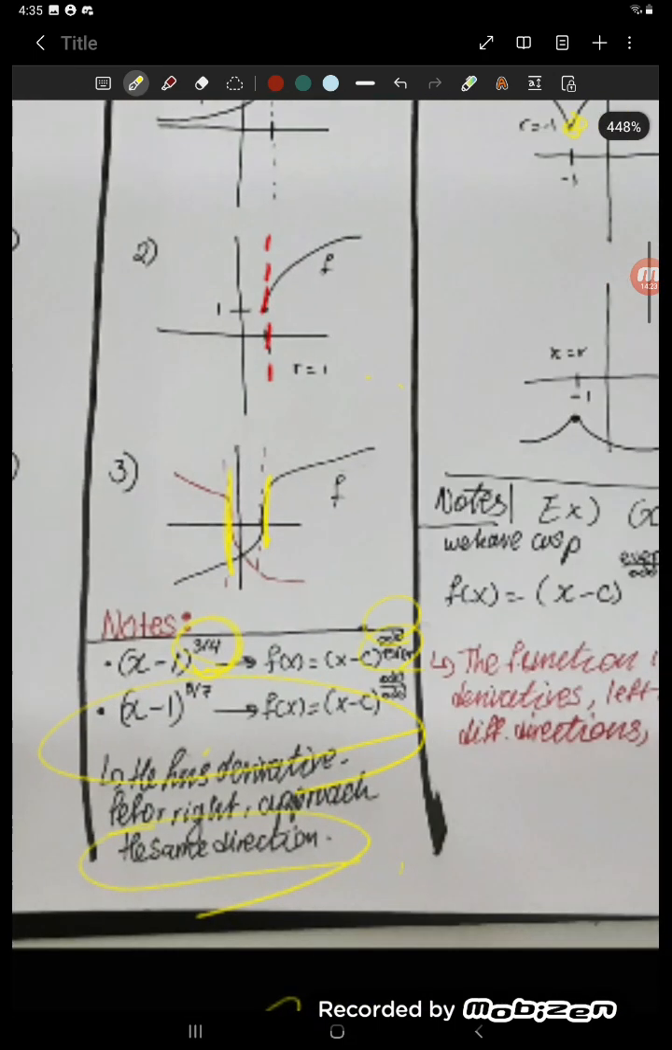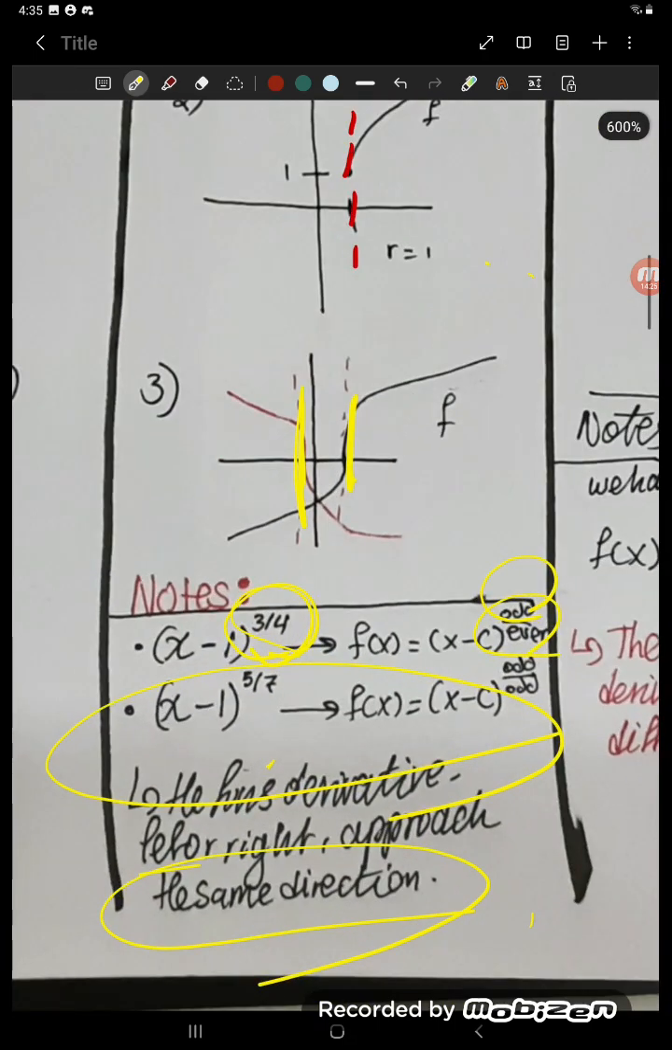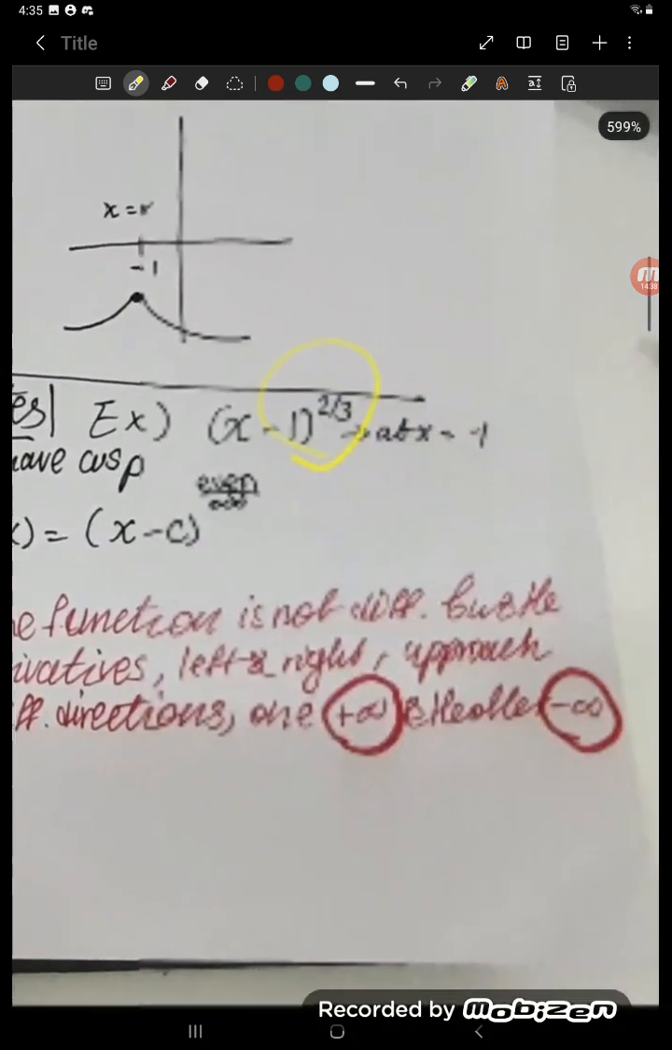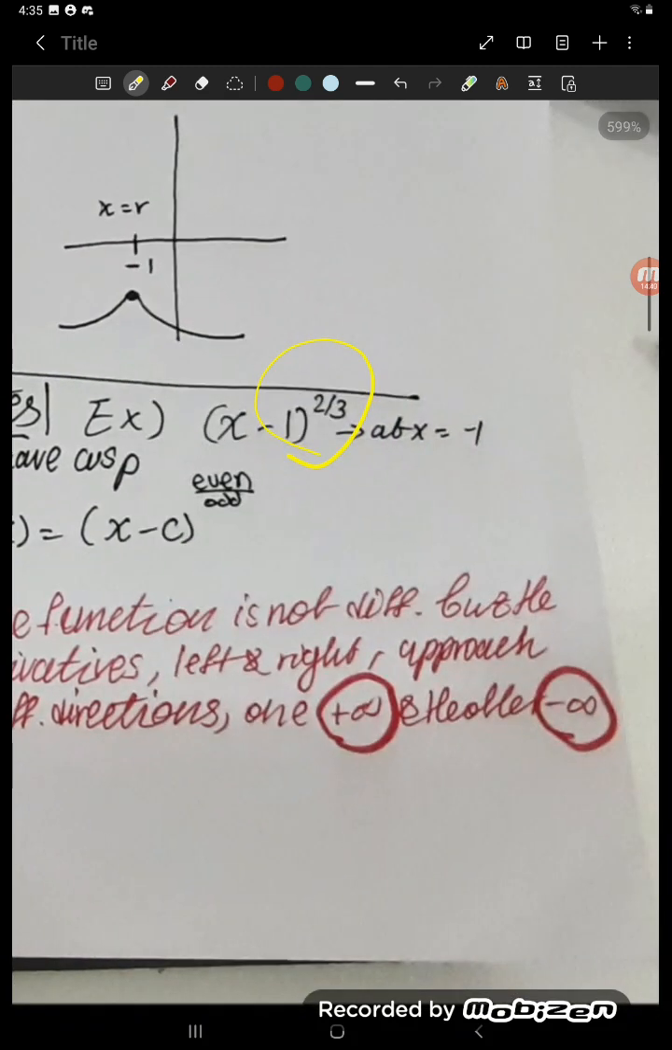And it might ask you an example where the parenthesis is raised to the power of, let's say, by the way, all these powers, I forgot to say this, all these powers must be less than 1. So 3 over 4, less than 1. 5 over 7, less than 1. 2 over 3, less than 1. If it were the other way around, if it was a number greater than 1, I'm not going to be dealing with numbers like that.